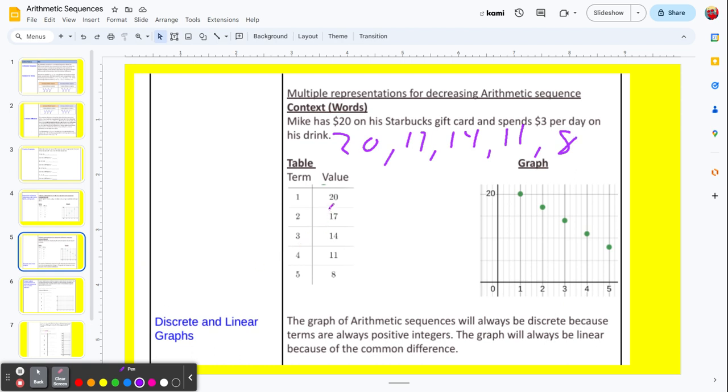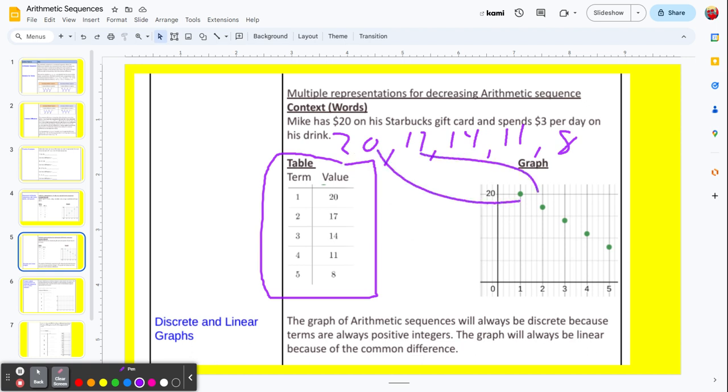So on this one, you can still see our table again, term number with the values there. And you can also see the representation here with the graph, right? 20 is our first term, 17 is our second term, 14 is our third term, 11 is our fourth term, and 8 is our fifth term there.